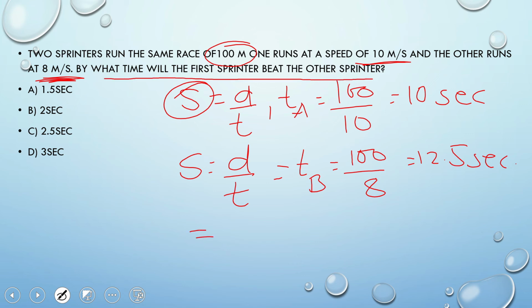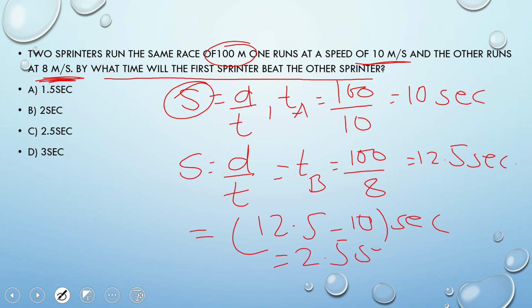The question is, by what time will the first sprinter beat the other sprinter? You can simply do subtraction, that is 12.5 minus 10 seconds is equal to 2.5 seconds, which is given in option C. So the correct answer is C.